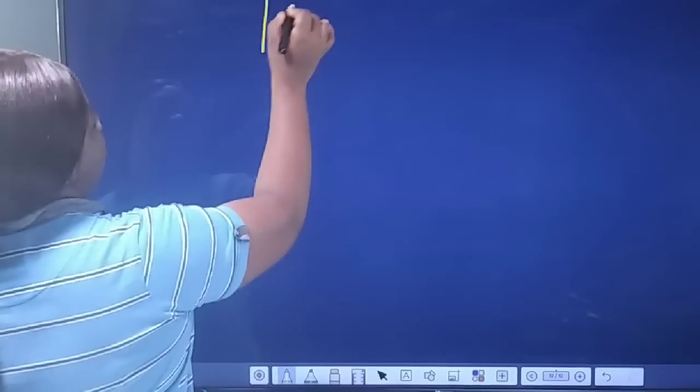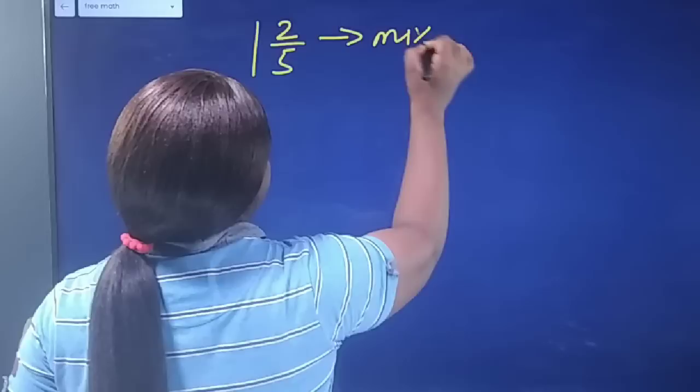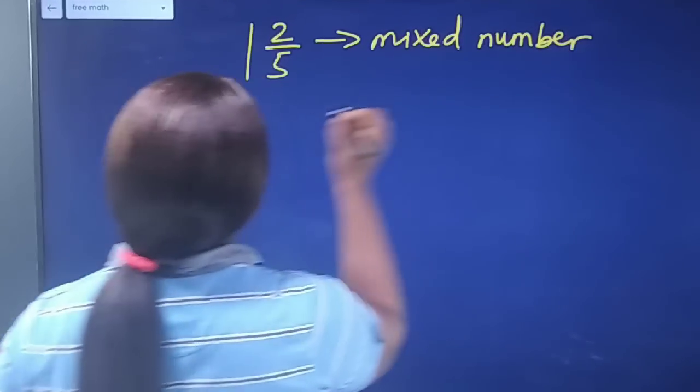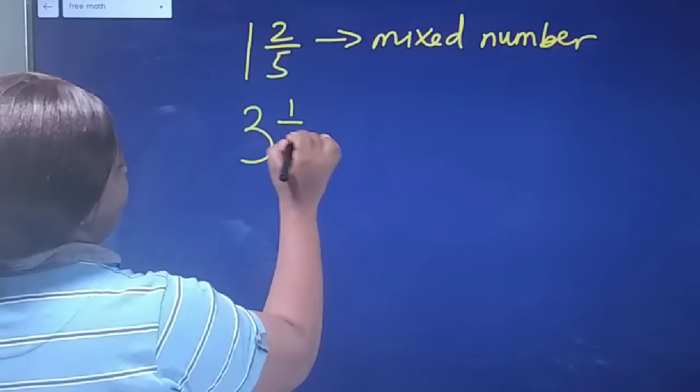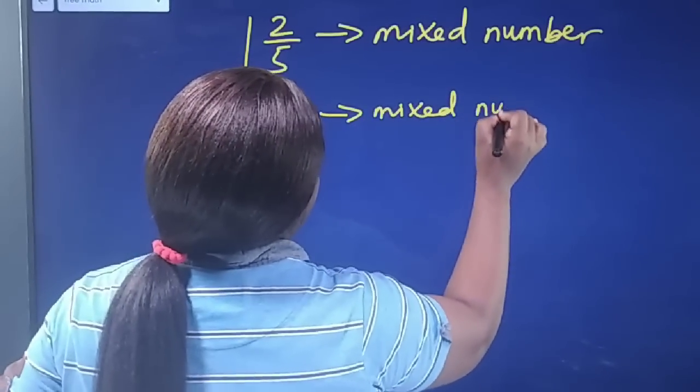Now, what if you have one whole number, 2 over 5? This is a mixed number. Okay? This is a mixed number. 3 whole number, 1 over 7. This is a mixed number.